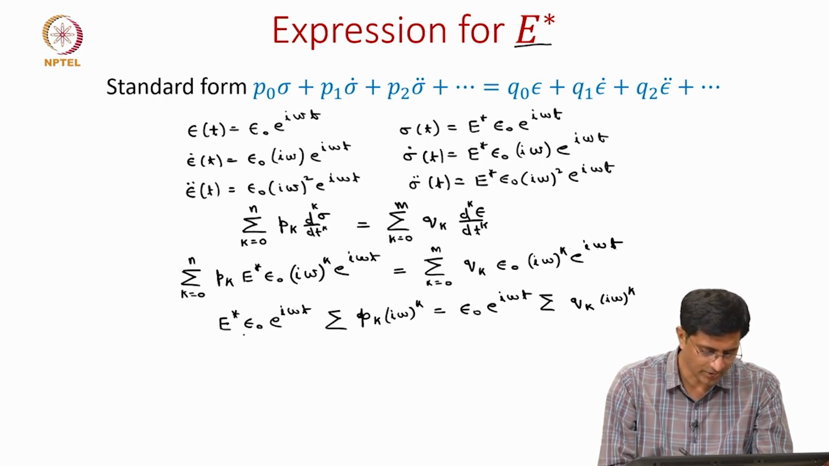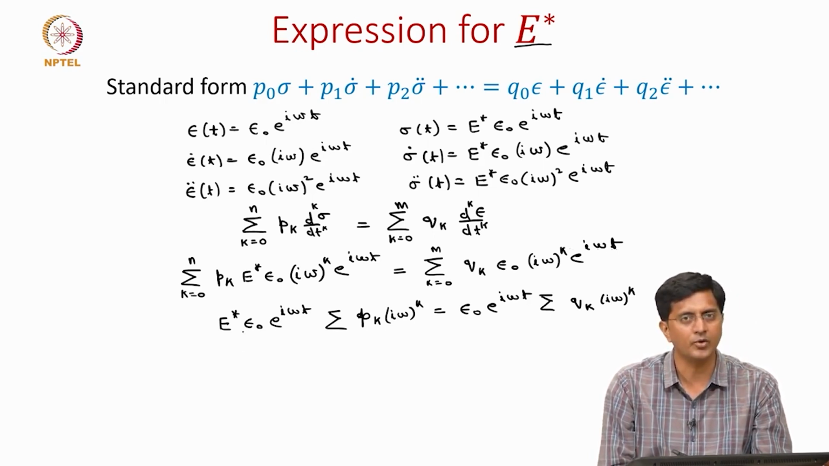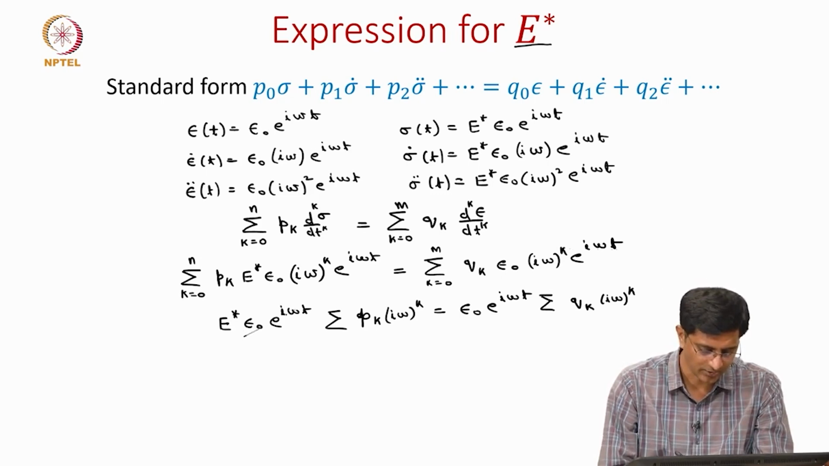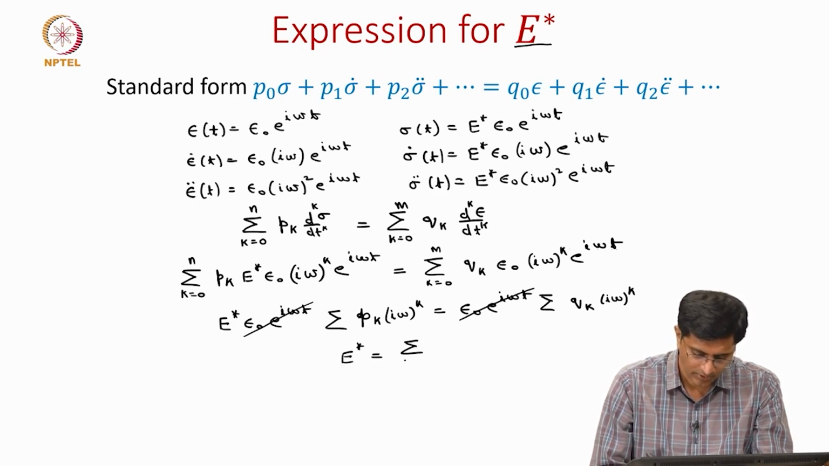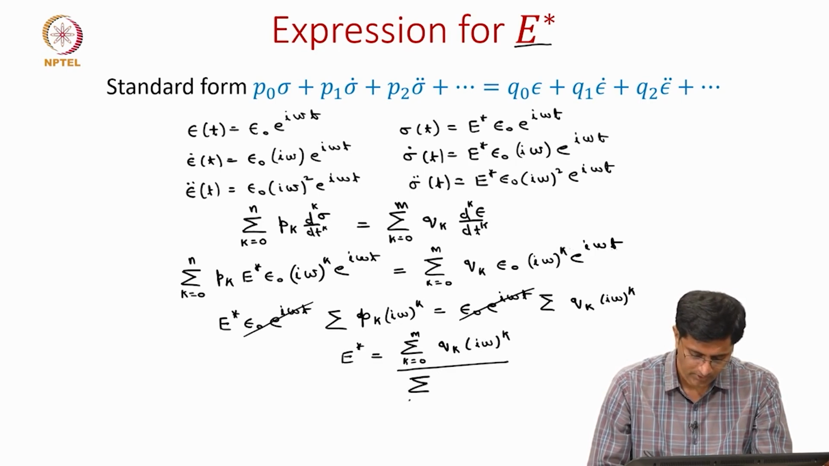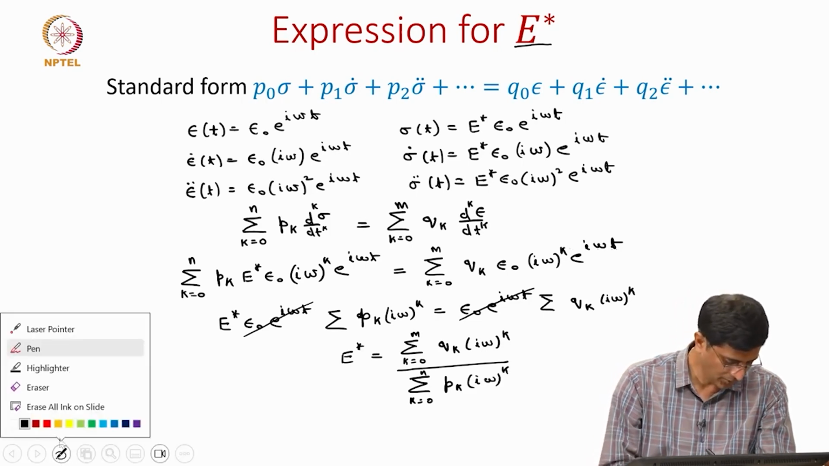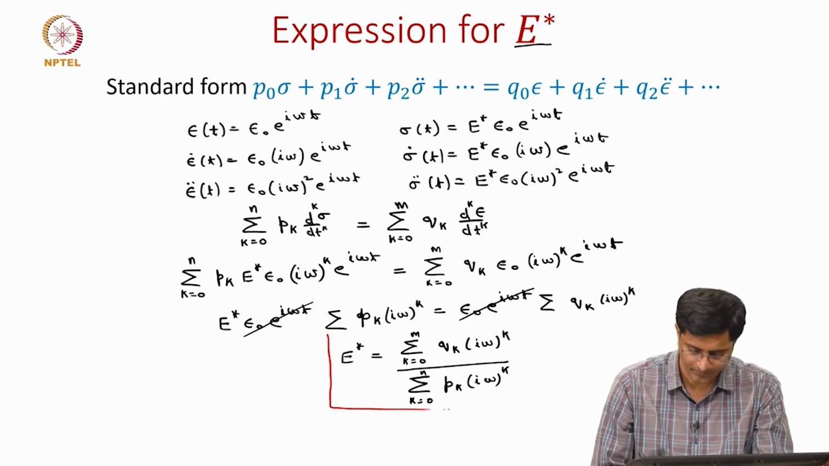So, we notice that this epsilon naught times e power I omega t is on both sides, which can be cancelled out. Now, this should reduce as E star equals summation k going from 0 to m qk I omega power k by summation k going from 0 to n pk I omega power k. So, this should be our final expression to find the complex modulus.